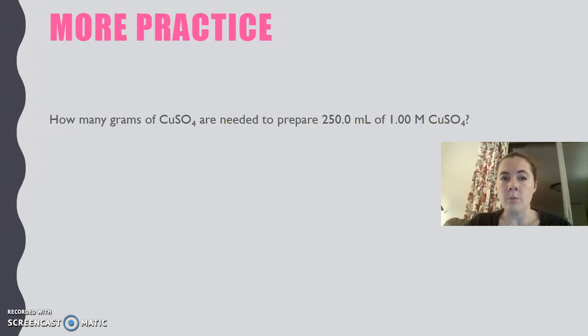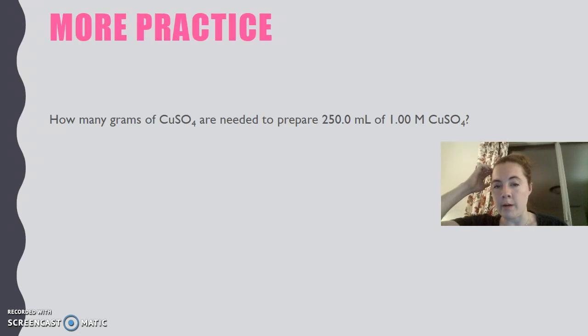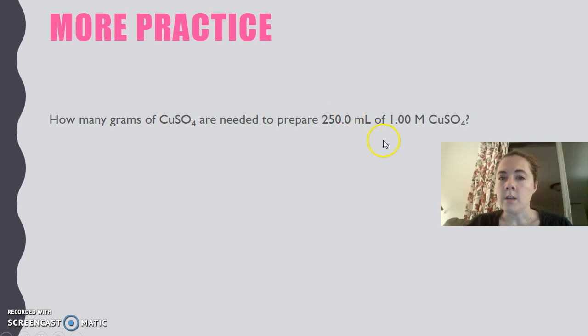Okay, here's more practice. How many grams of CuSO4 are needed to prepare a 250 milliliter solution of 1 molar CuSO4? Notice this is asking for grams. I have to find moles first. And also notice that this is in milliliters. Take a second, try it out.